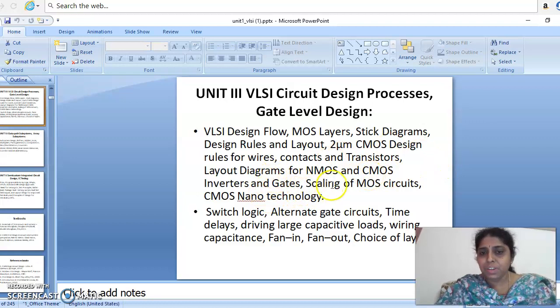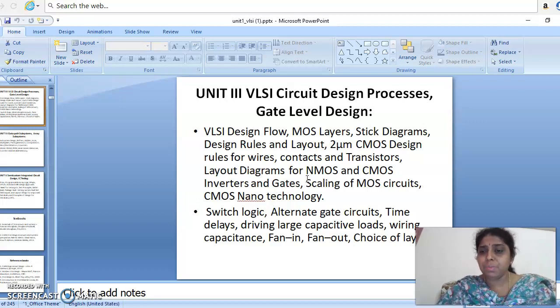Then layout diagrams for NMOS, CMOS, inverters and gates, all those different functions we will take, like F is equal to (A plus B) whole bar, F is equal to (AB) whole bar, A, B, C, D, like that different literals we will take and represent the stick diagram, schematic, layout, all this we'll do.